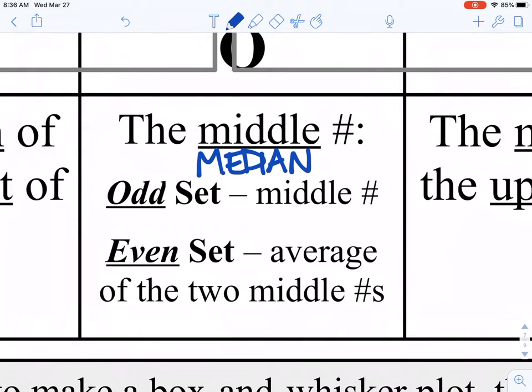When we have an odd set of data, it's just the middle number. When we have an even set, that means we're going to cross down until we get to the center, and there's going to be 2 numbers, and we'll have to take the average.